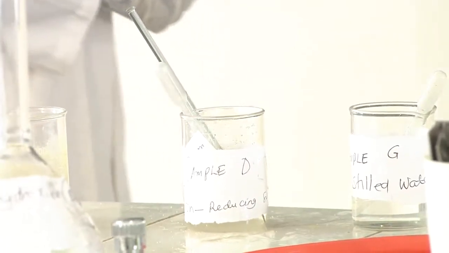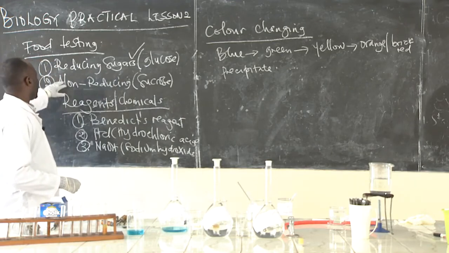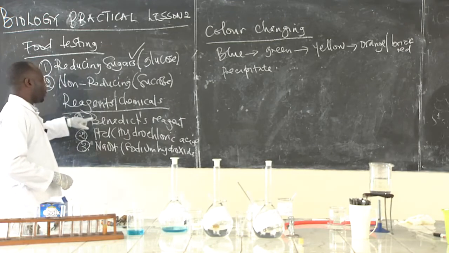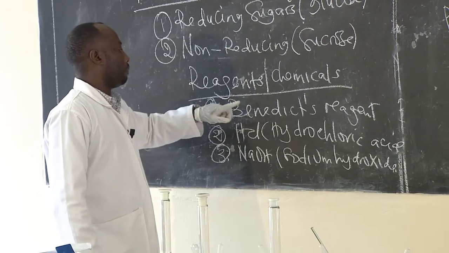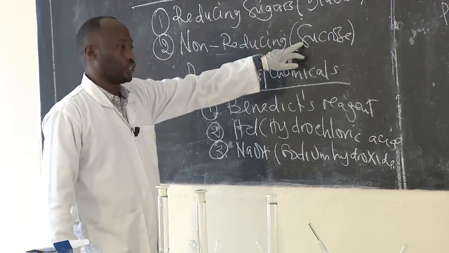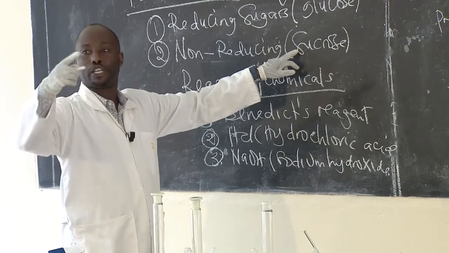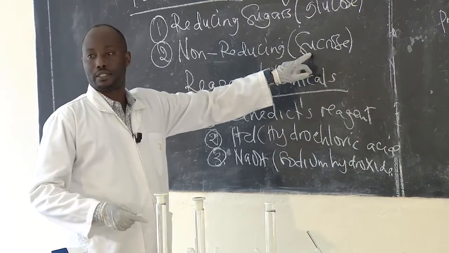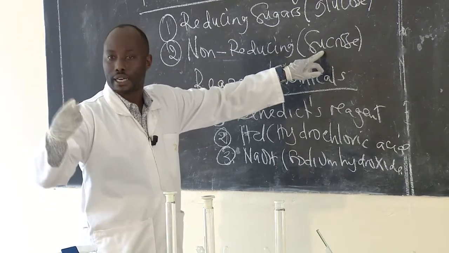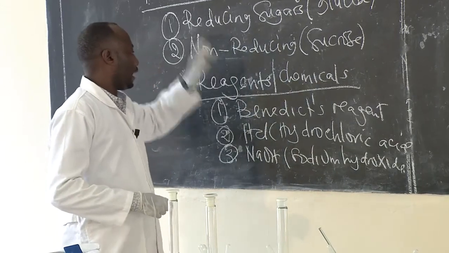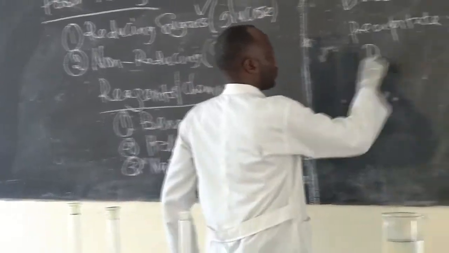Before that, how can you go about it? When you are testing the non-reducing sugars, we also use the Benedict solution. But on adding the Benedict solution, the sucrose is unable to reduce the copper ions. So the color of the Benedict solution and the sucrose persists, it doesn't change. How can we now break the sucrose into monosaccharides? You get the sucrose and you add hydrochloric acid.